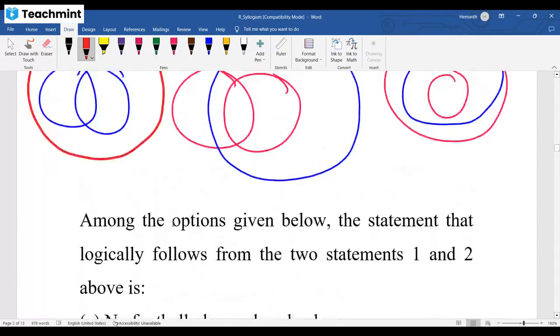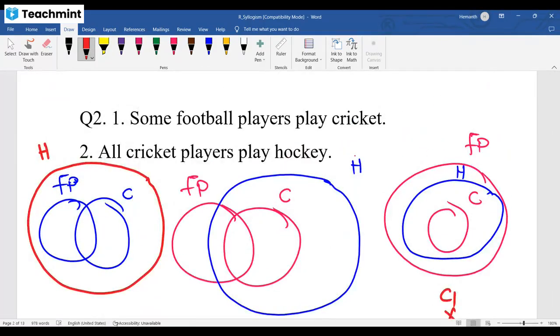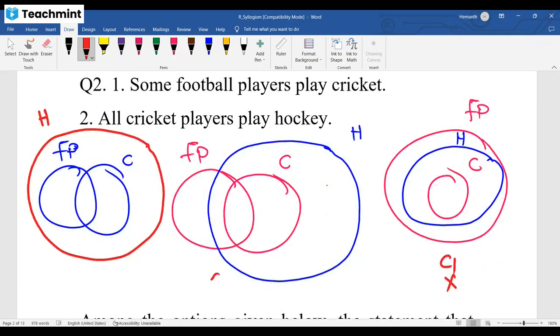No football players play hockey, no connection, is it? They are not connected. Football and hockey are connected. There is a connection. Here, see this one, some football players play hockey. Here, some football players play hockey. Here, all football players play hockey. There is a connection. The first conclusion said there is no connection.